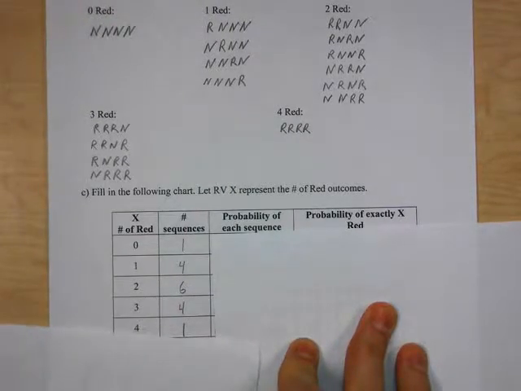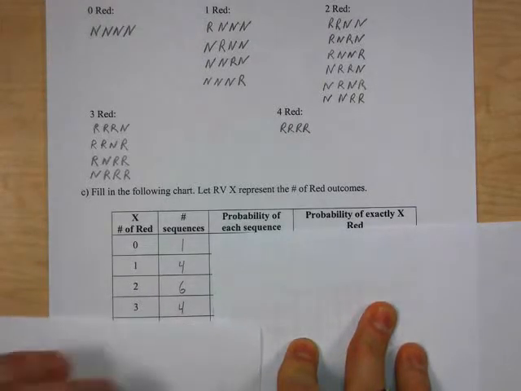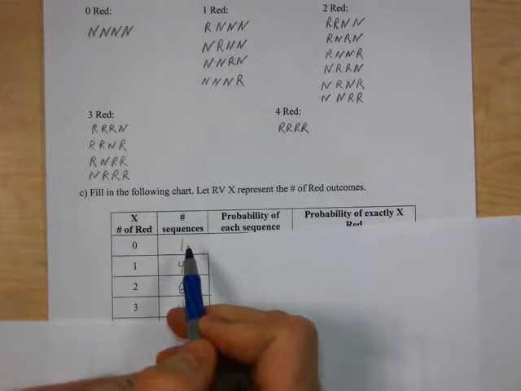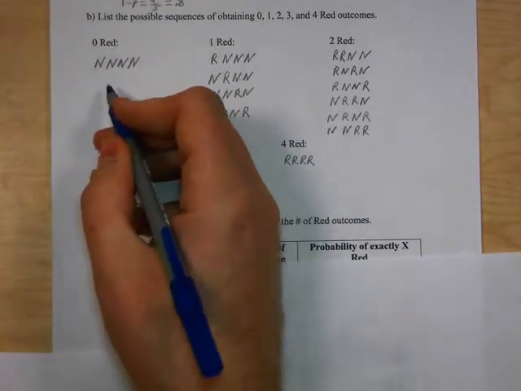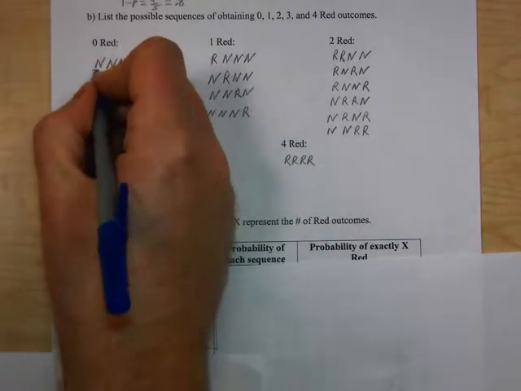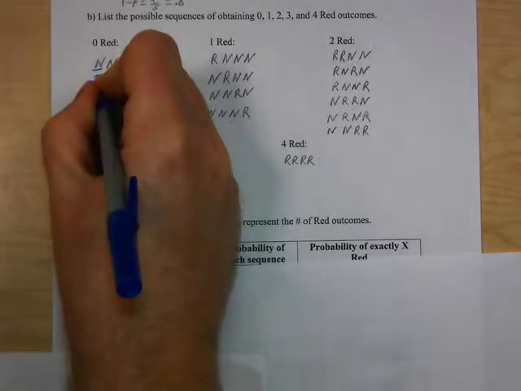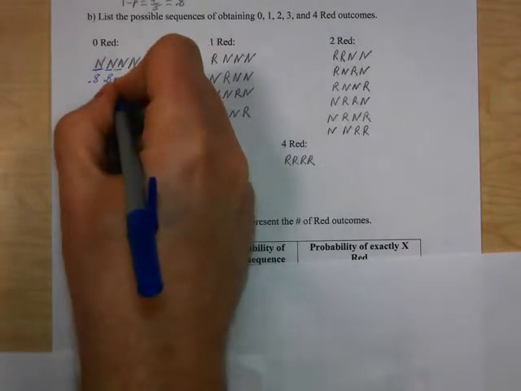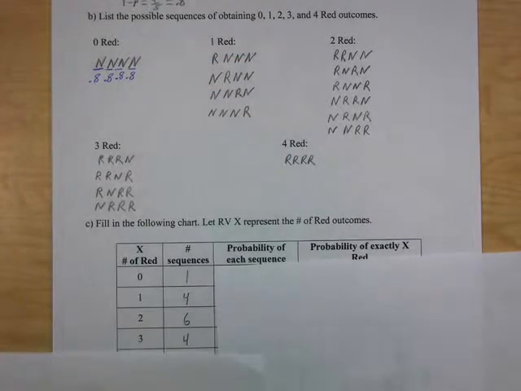So now what we want to do is find the probability of each sequence. Now we know how many ways we could get 0 red. What is the probability of that happening if you spin the spinner 4 times? Well, when you look at getting 0 red, the probability of the first one being non-red was 0.8. The second one being not red was 0.8. The third one being not red was 0.8. And the fourth one being not red was 0.8.